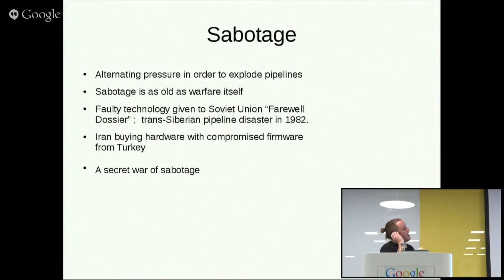So sabotage like this isn't a new thing. It's actually really old. It's been going on for ages. There was a dossier called the Farewell Dossier from a KGB double agent who was sending out information about the Soviet Union stealing Canadian technology on pipelines. The USA found out and started sabotaging the information going back into the Soviet Union. There was a big Trans-Siberian pipeline disaster in 1982, which is suggested to be a result of this compromised technology.